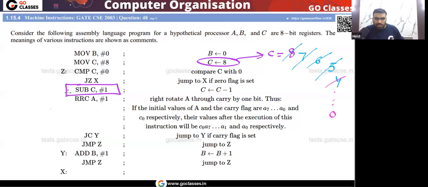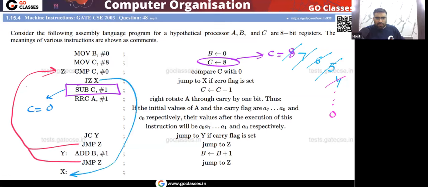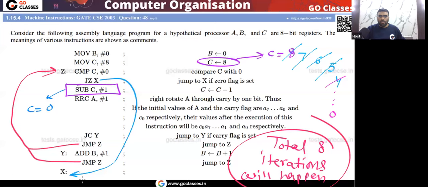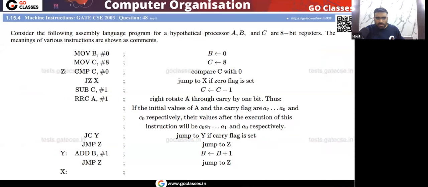Once it becomes 0, in the next iteration, when you come back either from here or from here, the zero flag will be set and you will jump to X. Yes or no? Is this clear? Please tell me. So remember, a total of 8 iterations will happen. Understood? Simple, right? Yes or no?